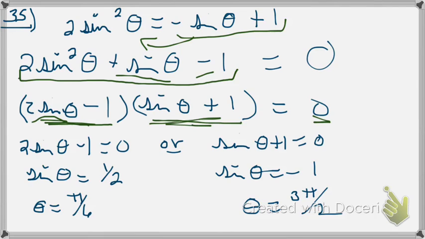So add 1 to the other side, divide by 2, I get sine theta equals 1/2. Inverse sine of each side, theta equals pi over 6. Move the 1 to the other side, I get sine theta equals negative 1. Inverse sine of each side, and theta equals 3 pi over 2. And that should do it. If you concentrate on those problems, you should do okay on the final exam.